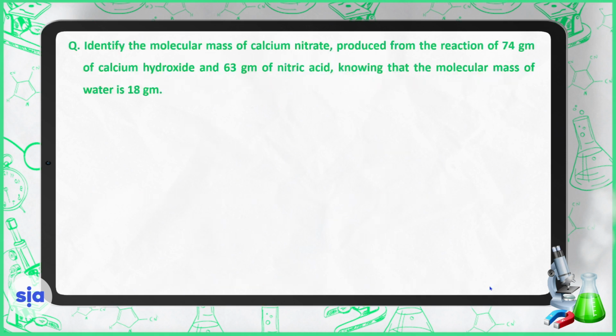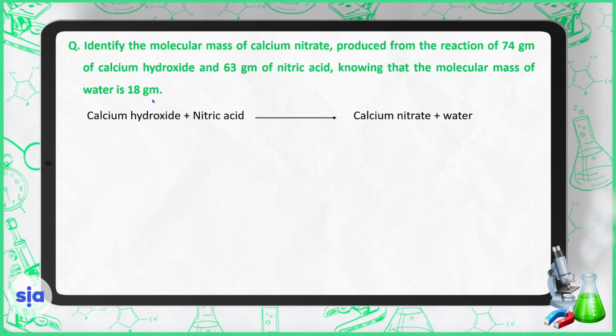Now let's discuss this example. Identify the molecular mass of calcium nitrate. Why is it molecular mass now? Before we called it atomic mass. When it is an element like hydrogen, sodium, magnesium, we call it atomic mass. But when it is a compound, we call it molecular mass, because it's calcium nitrate, produced from the reaction of 74 grams of calcium hydroxide and 63 grams of nitric acid, knowing that the molecular mass of water is 18 grams.